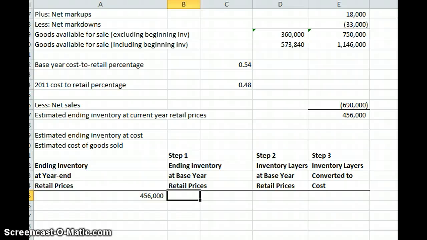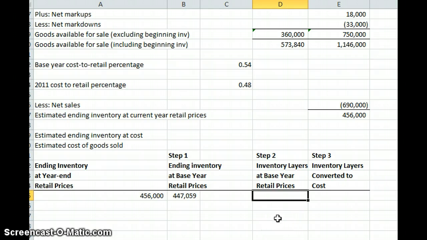Okay, so then next we're going to calculate our ending inventory at base year retail prices. So we start with our ending inventory at year-end retail prices of 456, and we're going to divide that by our retail price index of 1.02 that was given to us at the beginning. So that comes up with a value of 447,059.